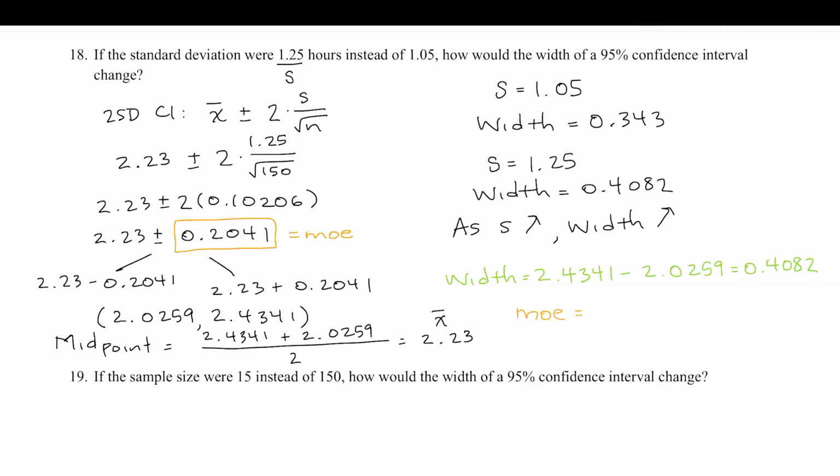And then our margin of error, we could double check that by taking our width and cutting it in half. I apologize, yikes. If we take our width and divide it by 2, cut it in half, then we will get our margin of error. So if you take 0.4082, the width, and divide by 2, in fact, you will get 0.2041, which is the margin of error that we found before.